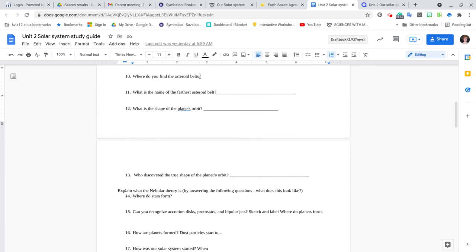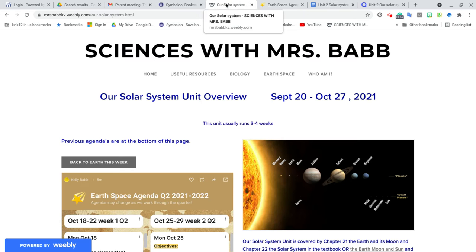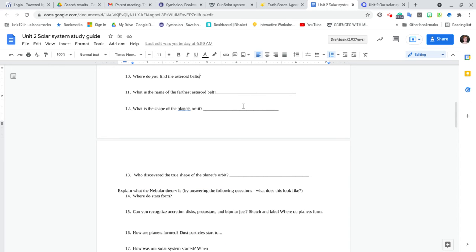Where do you find the asteroid belts? Plural. Hopefully you remember from our quizzes, because they are not in that picture. We have the main asteroid belt between Mars and Jupiter, and then there's the Kuiper asteroid belt out here with Pluto and the other dwarf planets. I already said the name of that one, Kuiper.